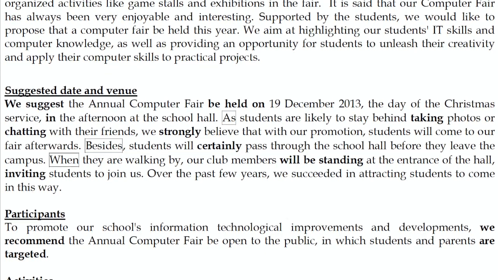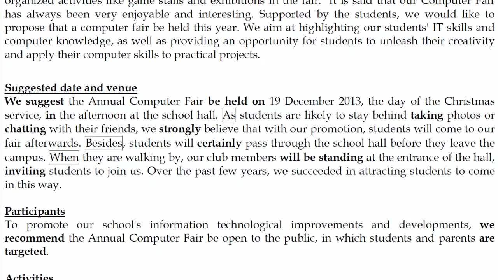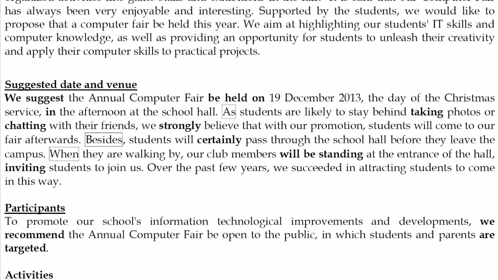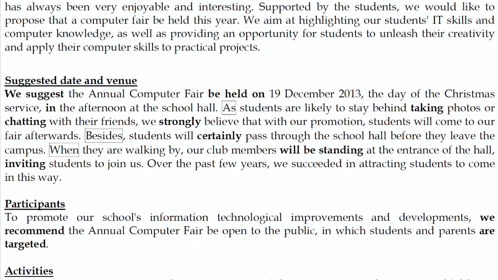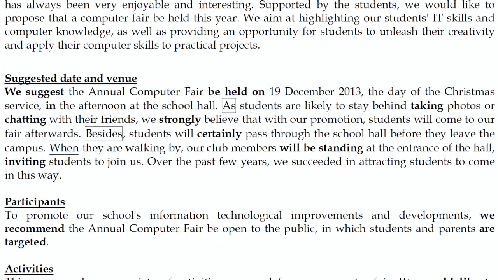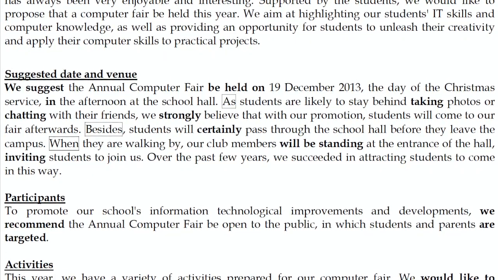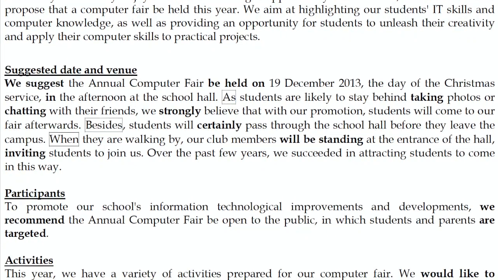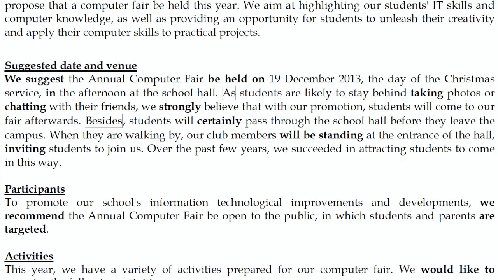We aim at highlighting our students' IT skills and computer knowledge, as well as providing an opportunity for students to unleash their creativity and apply their computer skills to practical projects. For a suggested date and venue, we suggest the annual computer fair be held on December 19th, 2013, the day of the Christmas service, in the afternoon at the school hall.